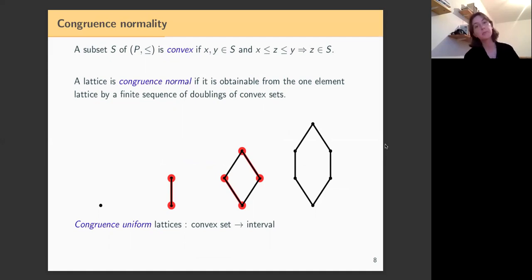A subset of a poset is convex if for any 2 elements in that subset, the interval between those 2 elements is contained in the subset.